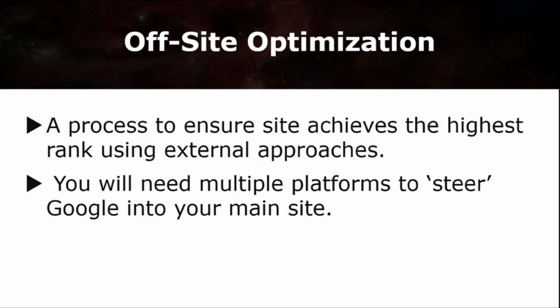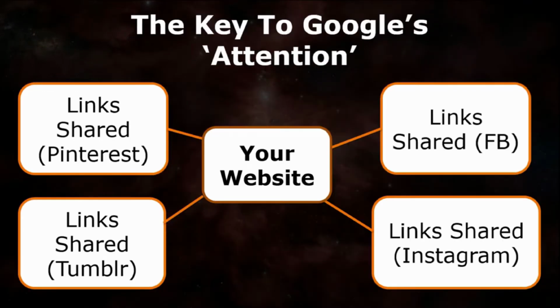Off-site optimization is a process of ensuring your site achieves the highest rank using external approaches. Simply put, it's not optimized within your site. You'll need other sites, multiple platforms to steer Google into your main site. Now, how does that work? Well, the key to Google's attention is through links. You see, the more links are being shared on multiple pages, the more important your site will look to Google.